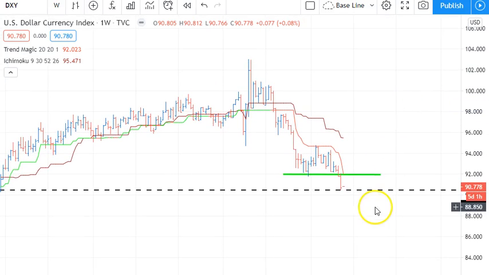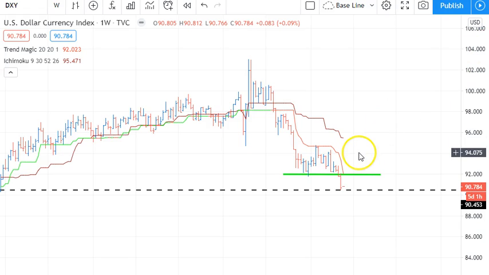The other thing to remember too is that if we see significant weakness in the dollar, you're going to see a rise in the stock market and indices as well. So let's get into it. I'll try to be really quick and to the point.